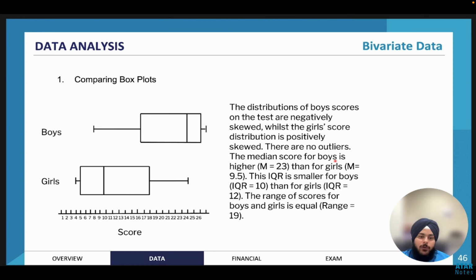So here we have compared the medians. We have said the median score for the boys, M equals 23, is higher than that for girls.